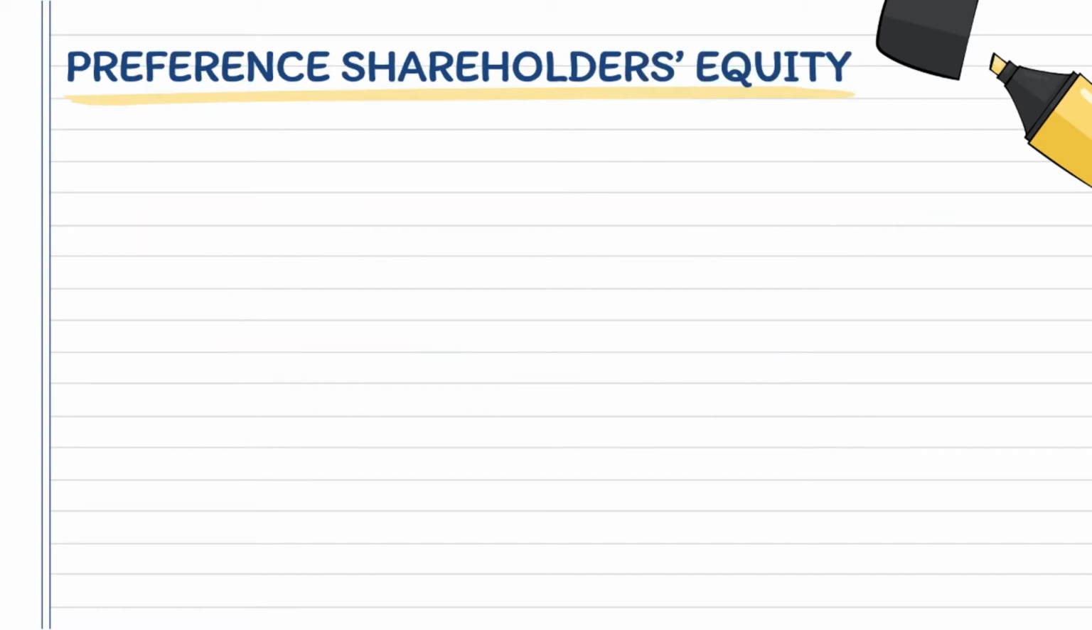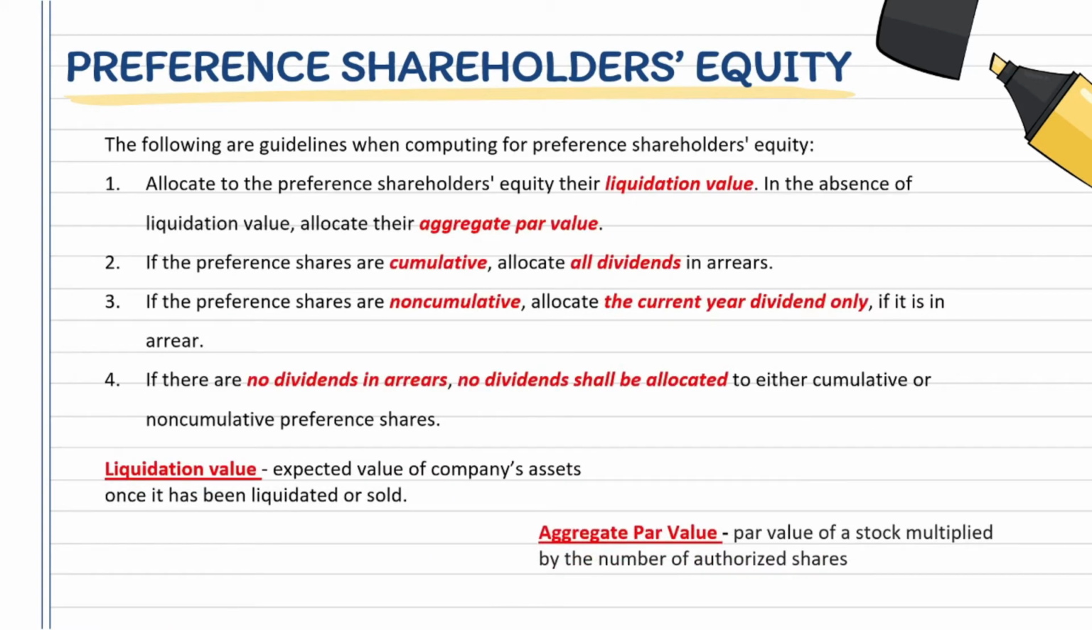Sa pag-compute ng preference shareholders' equity, may sinusunod tayong mga guidelines. First, allocate to the preference shareholders' equity their liquidation value. In the absence of liquidation value, allocate the aggregate par value. So ano ba yung liquidation value? Yung liquidation value ito yung kapag niremove mo na yung value ng lahat ng assets and liabilities sa isang company from its financial report. Yung subtraction ng liabilities from assets will give investors the liquidation value. Ito rin yung expected value ng company's asset once it has been liquidated or sold. Yung aggregate par value naman nakuha siya by multiplying the par value of stock to the number of authorized shares.